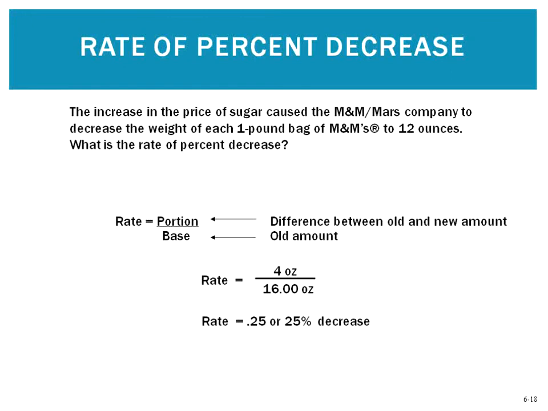Okay, so percent increase, percent decrease. Always get the difference divided by the old or the original amount, and then you'll get your decimal. Move the decimal point 2 places to the right, and you will get your percent decrease. All right, that is it for Chapter 6.